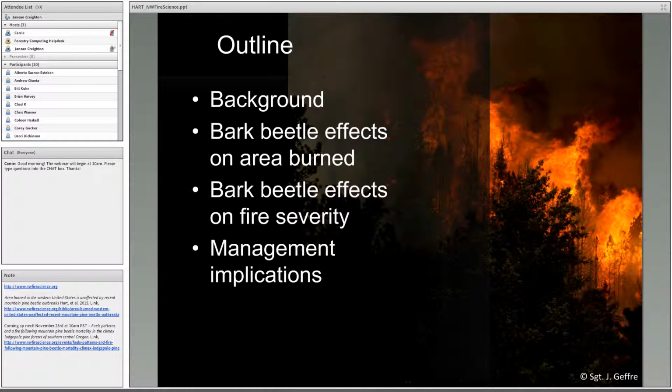My talk today is broken into 4 sections. I'm first going to go over some background material and try and synthesize some of the recent literature that's come out about mountain pine beetle and wildfire. I'm then going to move on to some effects of bark beetles on area burn that I've recently published. I'm going to move on after that to some unpublished work on fire severity in bark beetle. And I'll conclude by talking about some management implications. So on to the background.